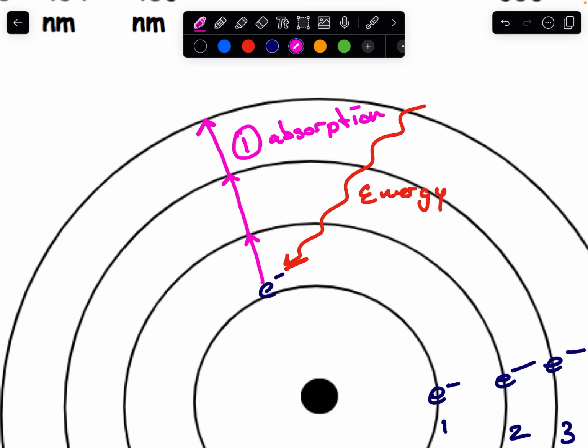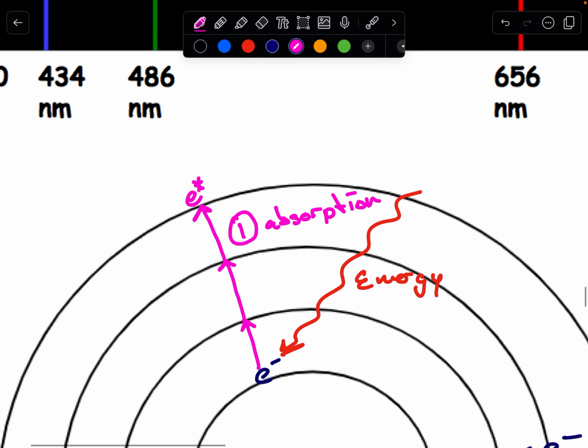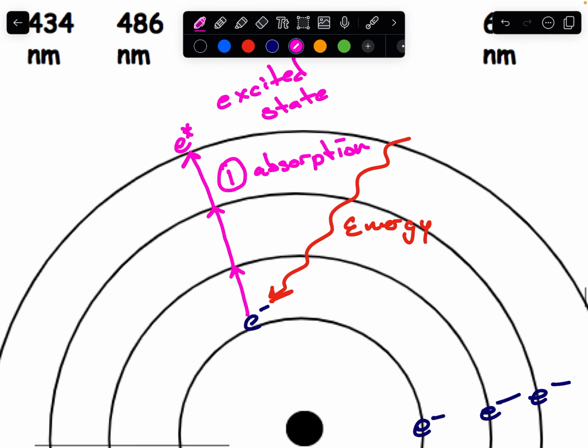Okay, it's going to absorb that energy. Okay, and when it does, it's going to get excited and it's going to jump up to a new level. Okay, so let's say it goes all the way up here, and I'm going to put a little star next to the E, right? This shows us that it's in the excited state. Okay, just like a little kid gets excited when he gets a lot of sugar, right? This electron has a lot of energy, so it's getting really excited.